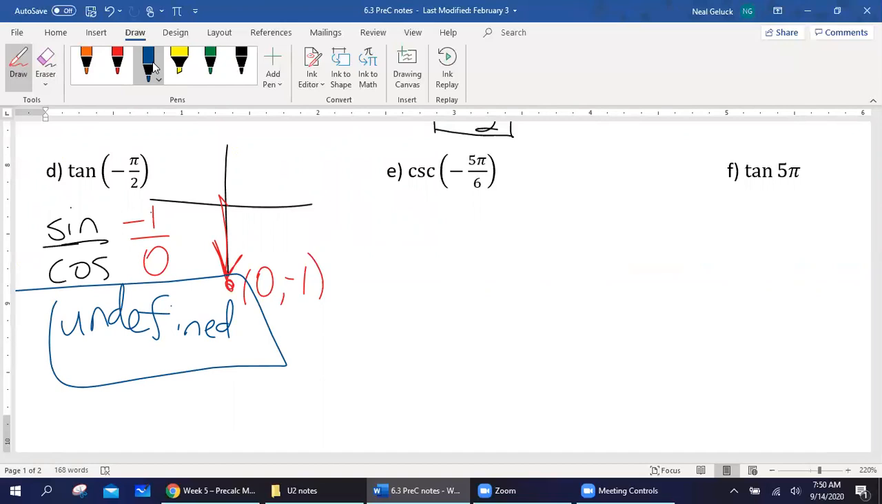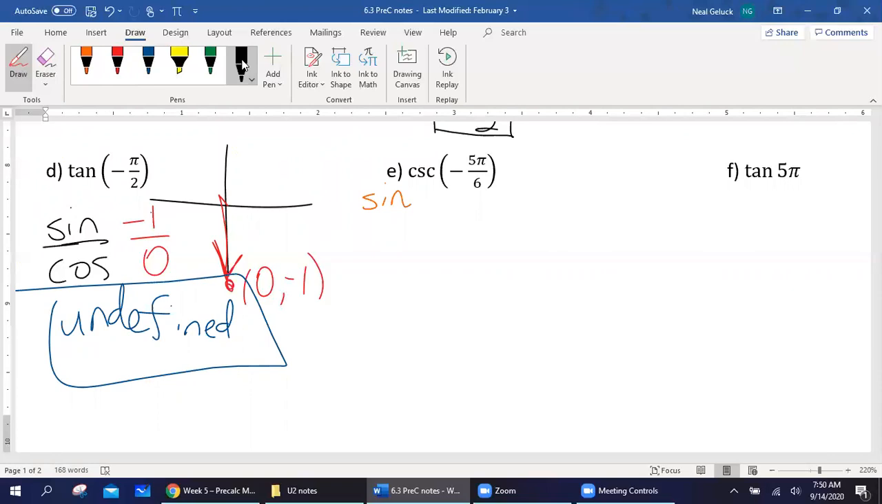For letter E, cosecant. Oh boy. All right. Think of its reciprocal. The reciprocal of cosecant, careful, is sine. So we're going to run this like it's a sine problem, and then I'm just going to flip the fraction at the end. So run it like it's a sine problem for right now.